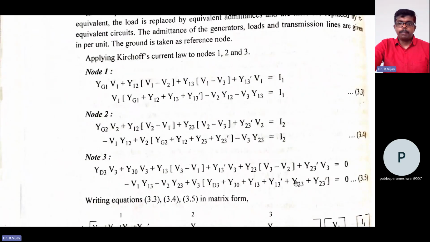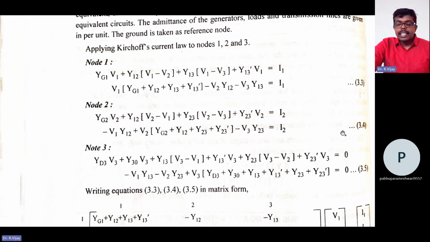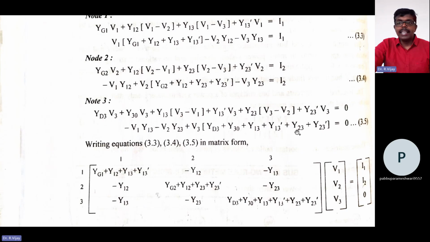So further simplifying, we take V1 aside, V2 aside and V3 aside. That is equivalent to 0. Rewriting all these three in the matrix format, here you always need to write node 1, 2, 3, and here also node 1, 2, 3.